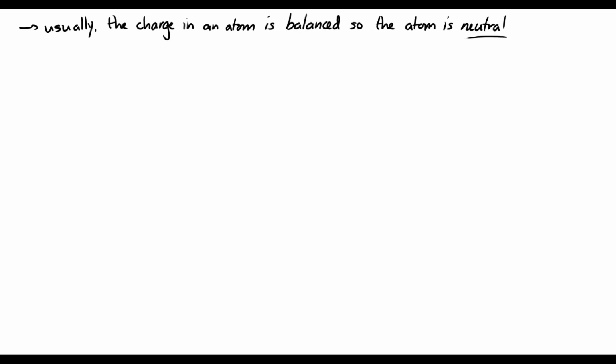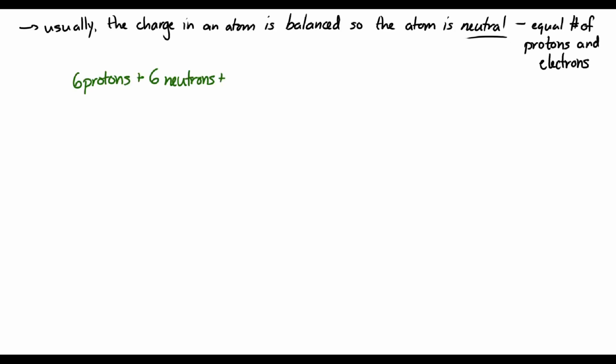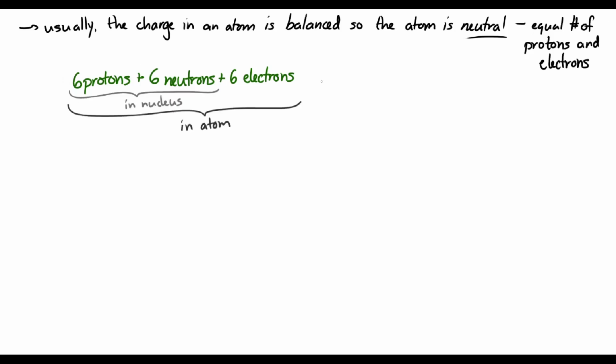Now, usually, the charge in an atom is balanced. Usually, an atom is neutral. So usually, a full atom contains an equal number of protons and electrons. So for example, if we have 6 protons and 6 neutrons in the nucleus, then we'd probably have 6 electrons in the outer part of the atom. If it's not balanced, then we call it an ion.